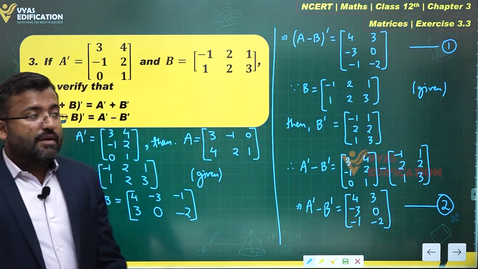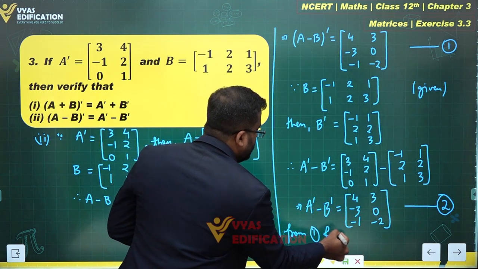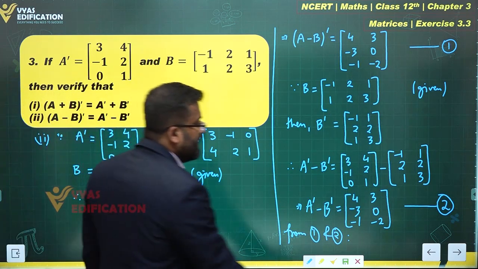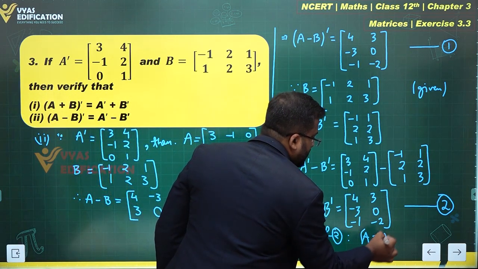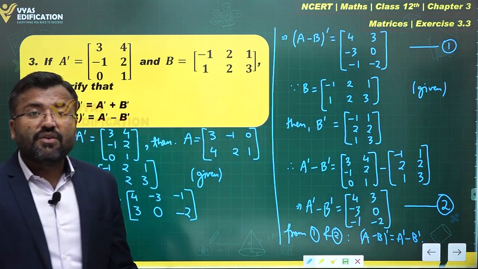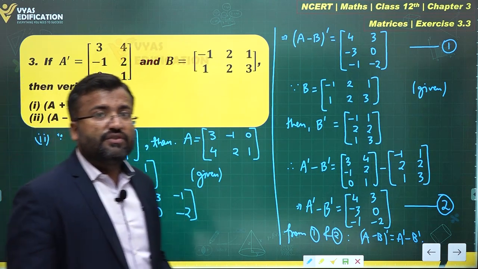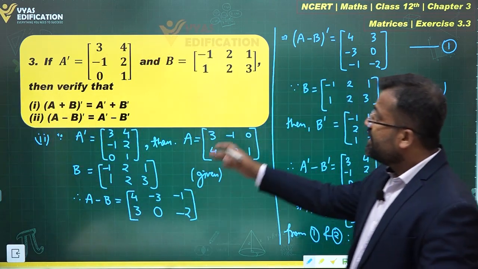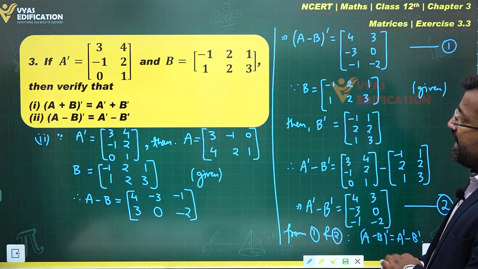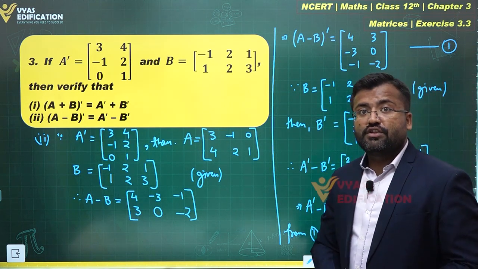These are exactly the same, and yes, from 1 and 2, we can say that this property has been verified. What's the property? (A minus B) transpose is equal to A transpose minus B transpose. Mind you, we are simply verifying this property. It's not the proof of this property. This is a simple verification of this property over here, right? So we have verified these two properties for this given question. Let me move aside so that you can take a look at the complete solution, right? And that is all for this question over here.